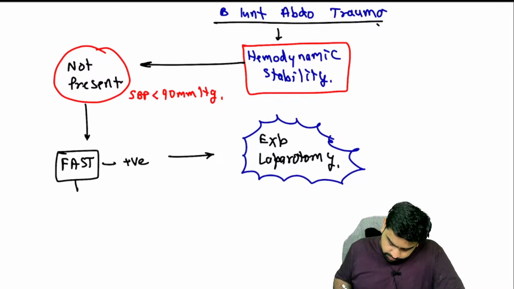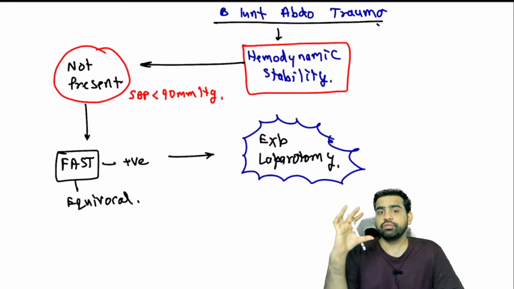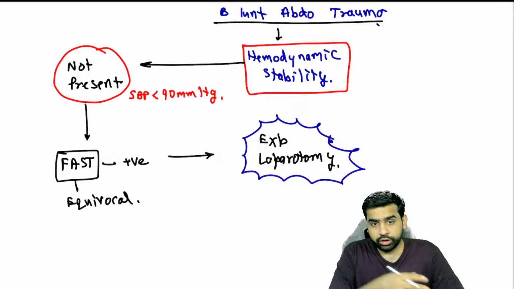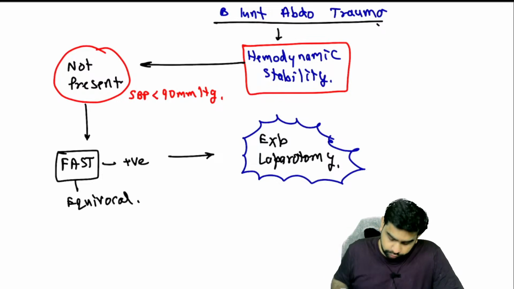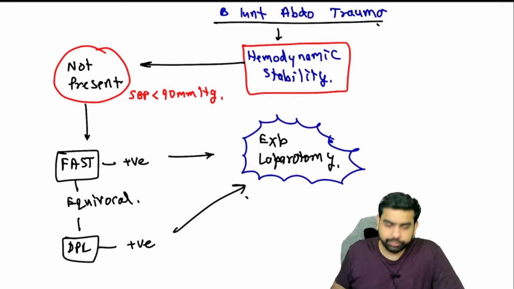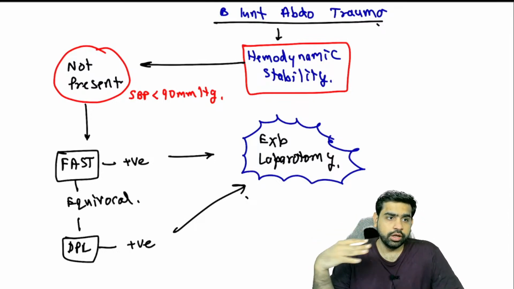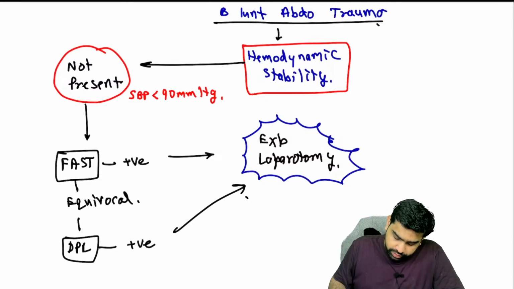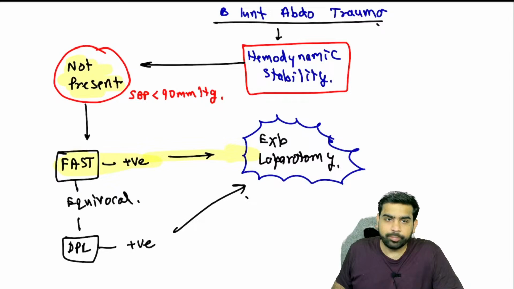But let's say the FAST is equivocal. What do you understand by equivocal? Let's say the patient is very obese, and even with the help of an ultrasound you are not able to tell with surety whether intraperitoneal fluid is present or not. That is what you mean by equivocal. Then you have to perform a diagnostic peritoneal lavage, and if it is positive, you take the patient for an exploratory laparotomy. I hope you have got your questions answered, whoever was asking when do you perform laparotomy. If hemodynamic stability is not present and the FAST is positive, then you have to perform an exploratory laparotomy. Understood?